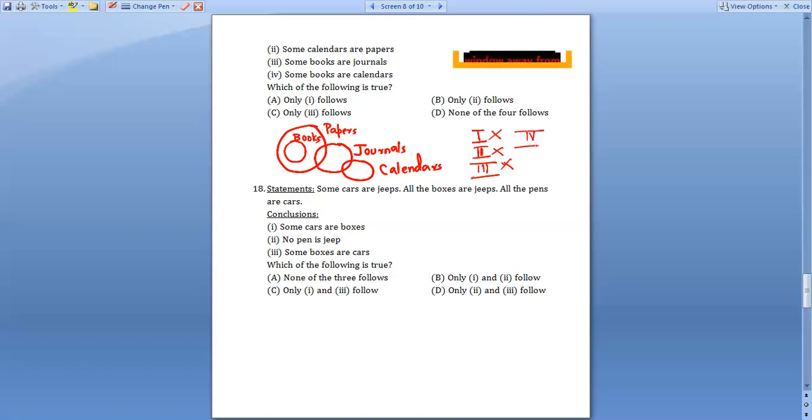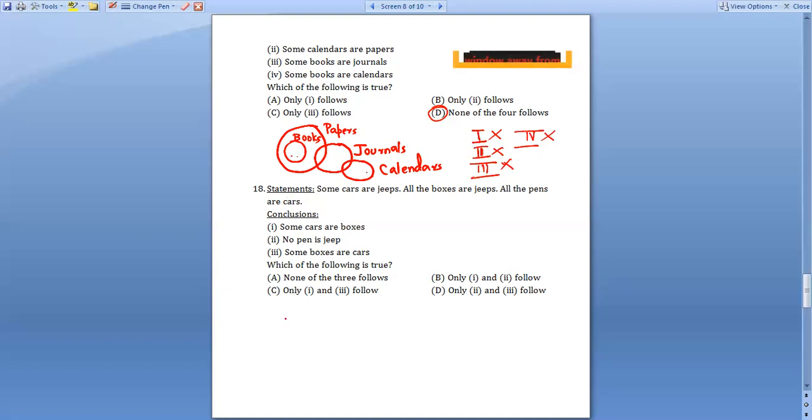Next, number 4. Some books are calendars. Books and calendars are not directly connected, so we cannot say anything about conclusion 4 as well. So of all the 4 conclusions, none follows. That is option D. So we can only draw the conclusion if they are directly connected. Okay. So next, question number 18.